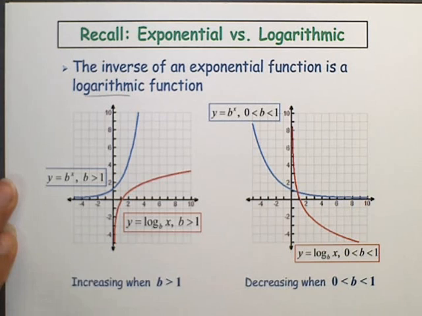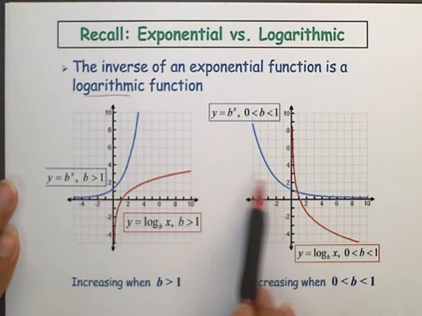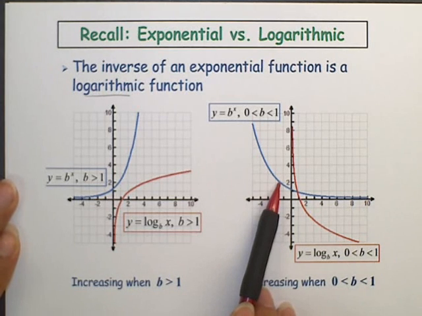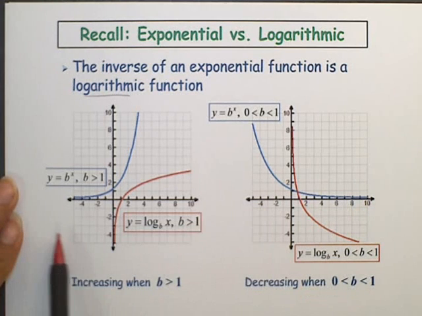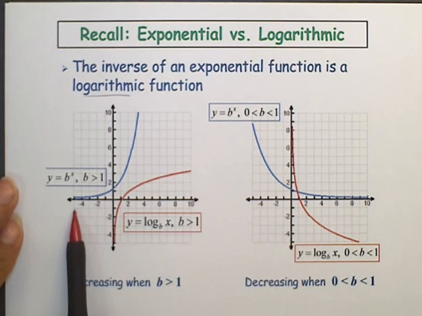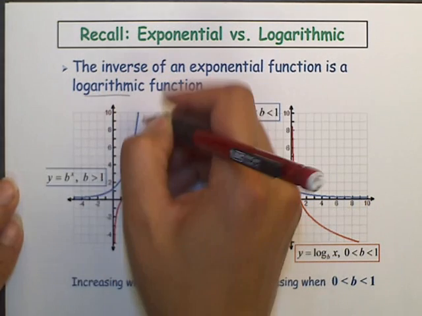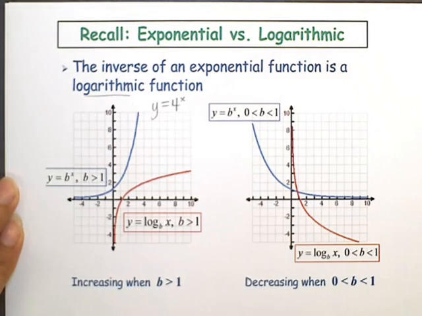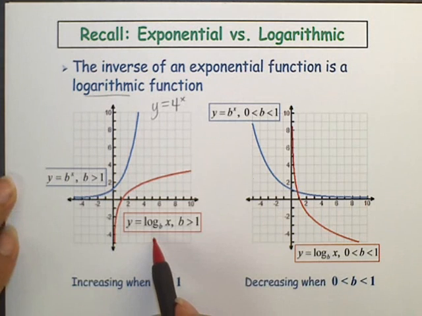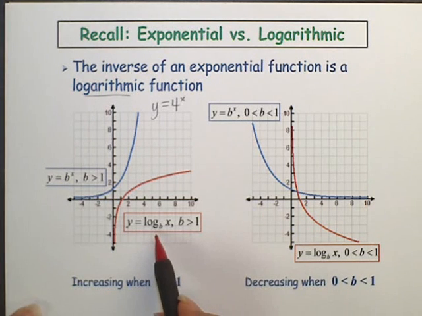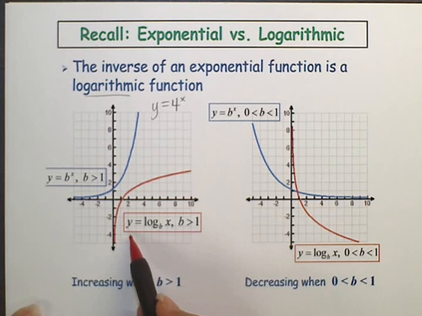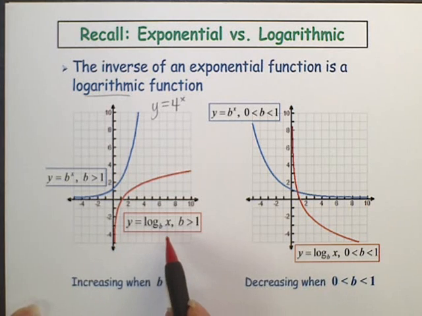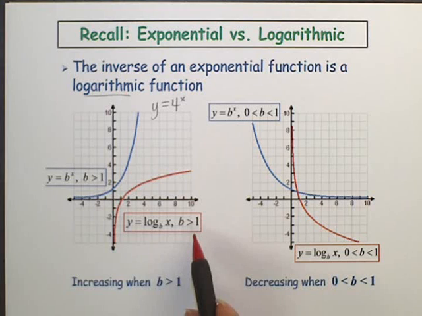And so the blue graphs that you have here are exponential functions. The first one is an exponential function where the base is greater than 1, so something like y equals 4 to the exponent x, for example. And the second one is a logarithmic function with a base of b and an answer x, and y represents the answer. So here's how you would write a logarithmic function. We talked about that in lesson 2 as well.